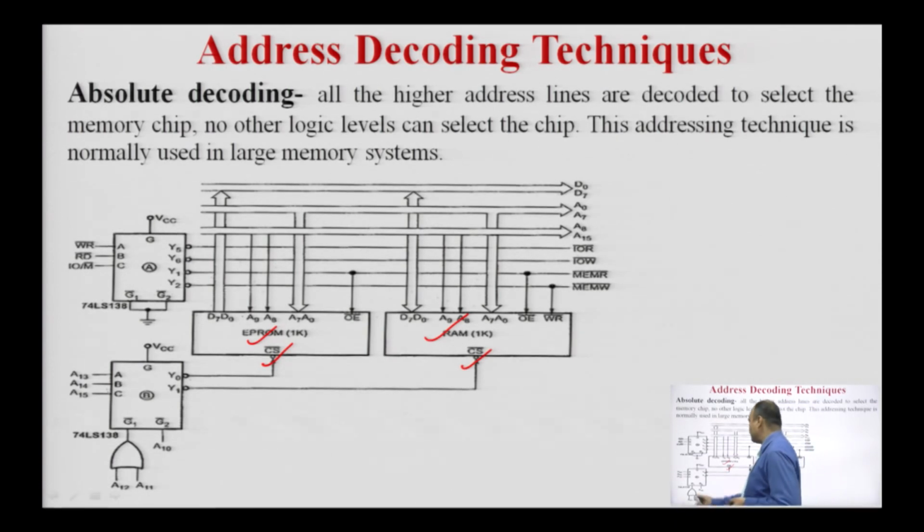So, if the combination of the input address lines is such that the output Y0 is activated, it will select the chip, that is the EPROM, which is 1 kilobyte. So, if Y0 is activated, it will enable the EPROM, and if Y1 is activated, it will enable the RAM. So, this technique is called the absolute decoding technique, in which the higher order address lines are used.